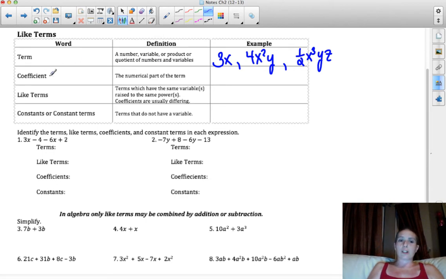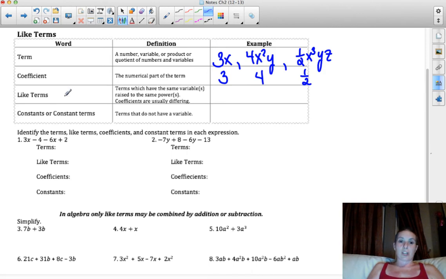In our terms, we have different parts. We have the variable portion, and we have the coefficient. The coefficient is the number in front. So in my first example, the coefficient is 3. In my second example, my coefficient is 4. And in my third example, my coefficient is 1/2. Just the number in front of all the variables.